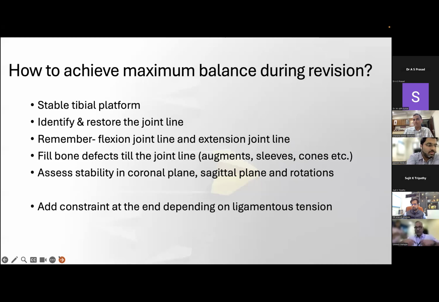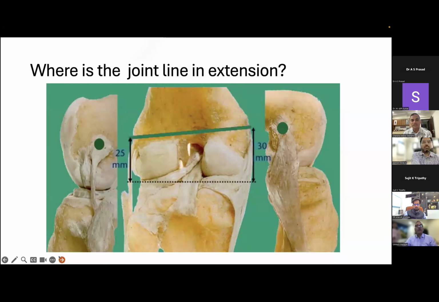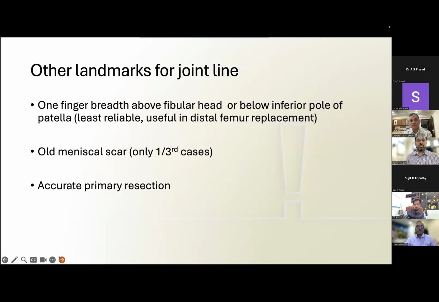So how to achieve maximum balance during revision surgery? Most of these points have been covered by Professor Arora in the previous talk. First thing is to establish a stable platform, identify and restore the joint line both in flexion and extension. And the idea is to fill the bone defects. Don't go to the point where there is a bone defect, but fill the defect with either augment sleeves or cones and assess stability in the coronal and the sagittal plane and correct the rotational malalignment. And at the end of it, you add the constraint depending on the ligamentous tension. So I will not go into the details of these because this has already been covered in the previous talk.